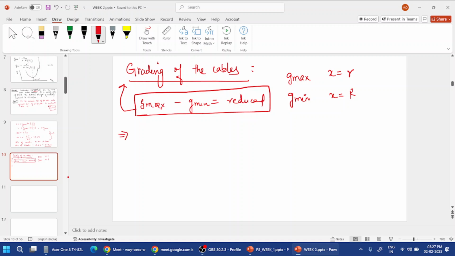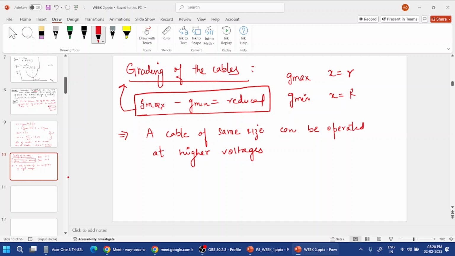So the advantage of the grading of the cable is that a cable of the same size can be operated at higher voltages, or it will also lead to a smaller size of cable that can be used for the same operating voltage.